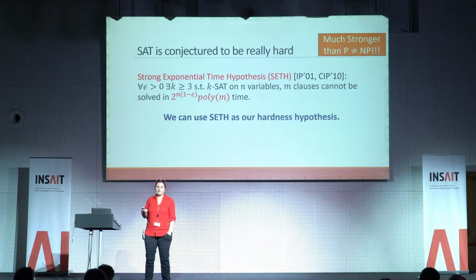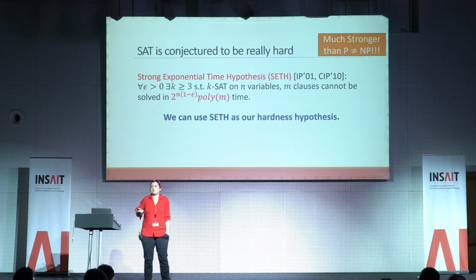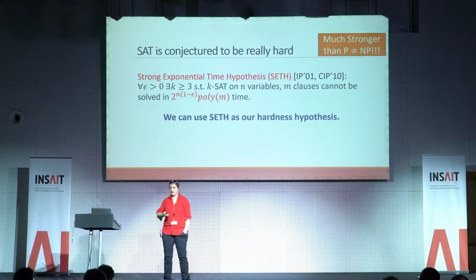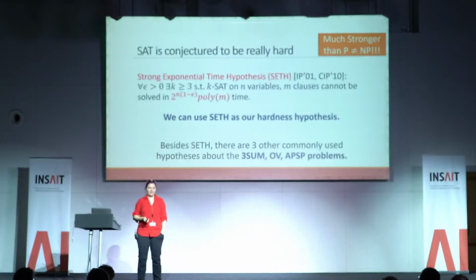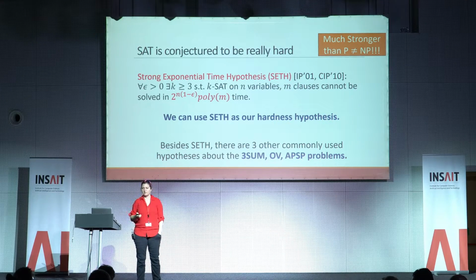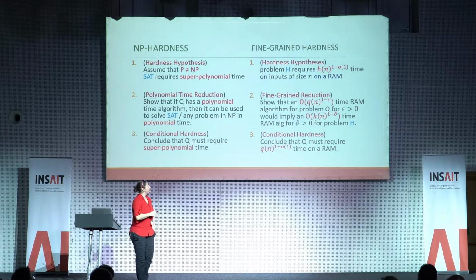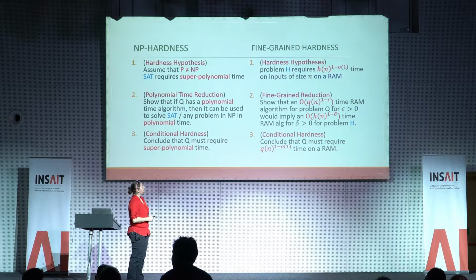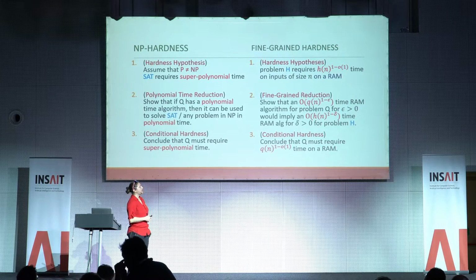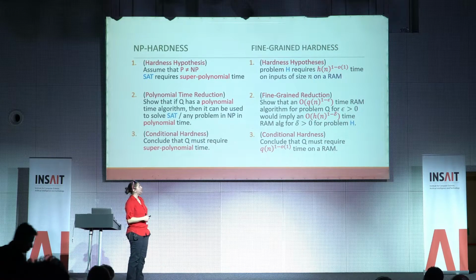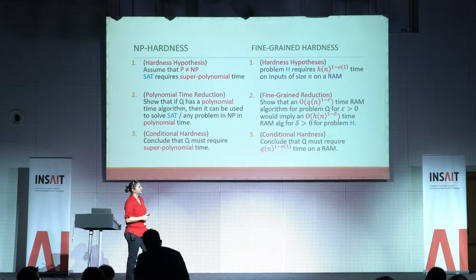P not equal NP just says SAT only needs super polynomial time. Here I'm saying not only is it super polynomial, it's 2 to the n. Okay, it's much bigger. And there are other hardness hypotheses you can pick, but this is one of the most famous ones. After you have the hardness hypothesis, that SAT requires 2 to the n time, you need some notion of reduction, which is to show that if some other problem, like the longest common subsequence, can be solved faster, then you can solve SAT faster.